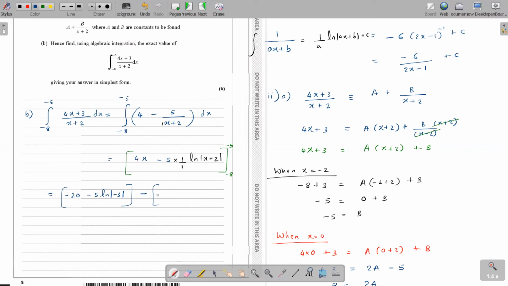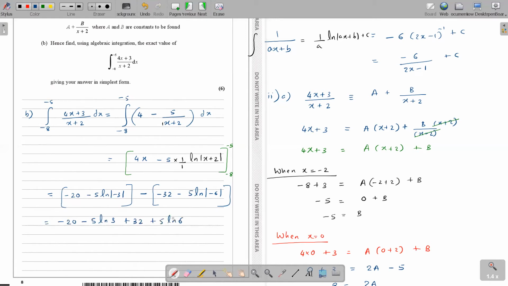4 into minus 8 is minus 32. Minus 5 times ln of minus 8 plus 2, which is minus 6. So when you fix this, I'll open the bracket: minus 20 minus 5 ln 3. As you can see, I removed the negative sign because it's a modulus sign. You keep the inside of the logarithm positive. Here minus minus is plus 32. Here again you have plus 5 ln 6.